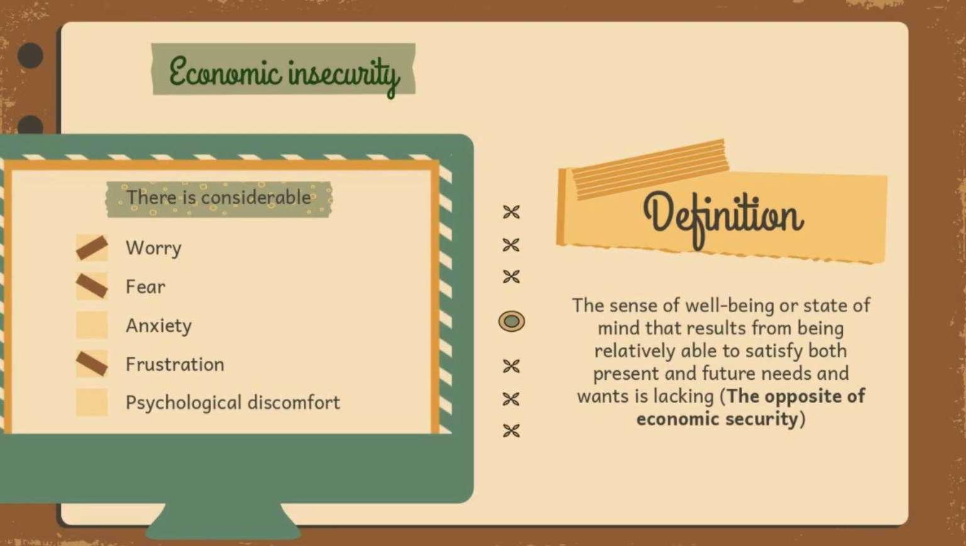What is economic insecurity? Then what is the difference with the previous one? Economic insecurity is the opposite of economic security. That is, the sense of well-being or state of mind that results from being relatively able to satisfy both present and future needs and wants is lacking. Instead, there is considerable worry, fear, anxiety, frustration, and psychological discomfort. The need for money to pay current bills is a constant problem.